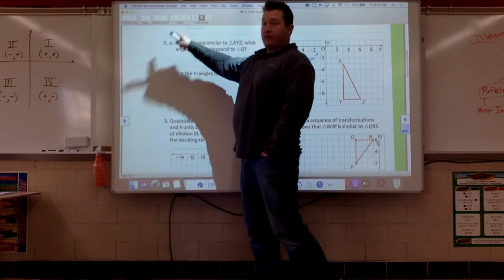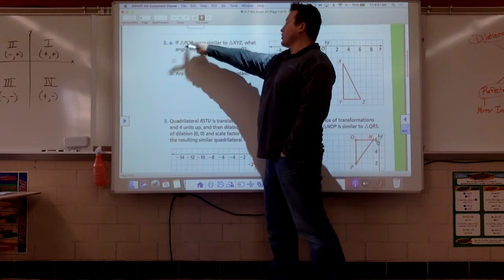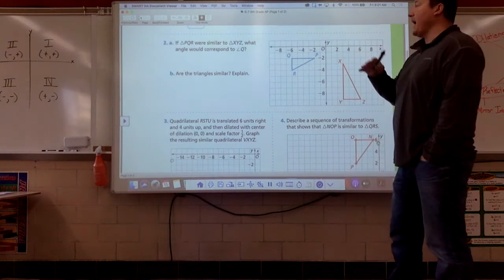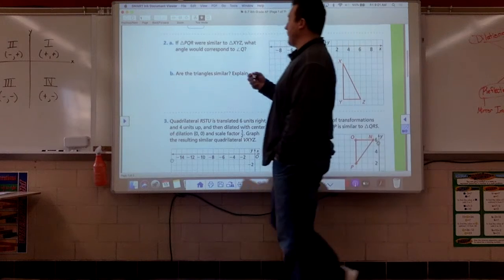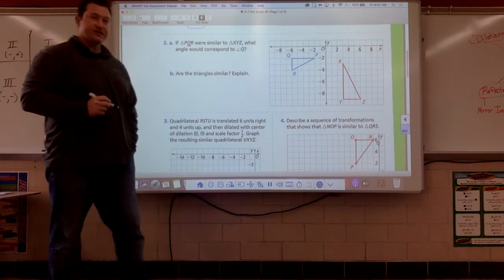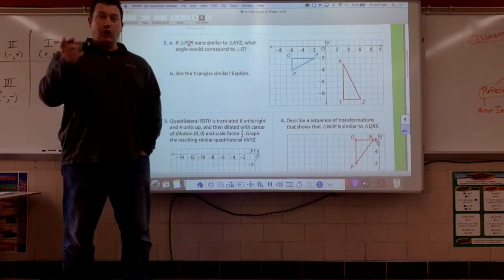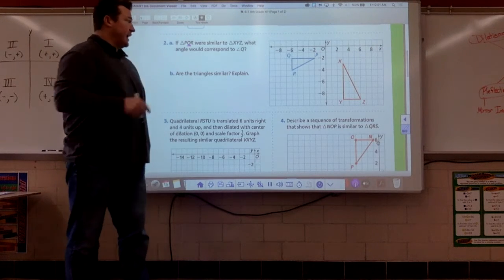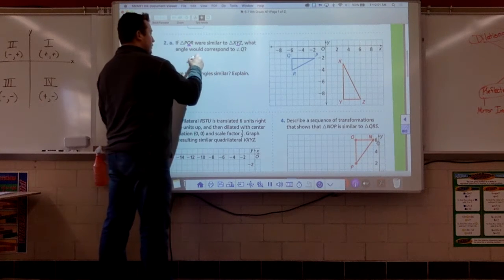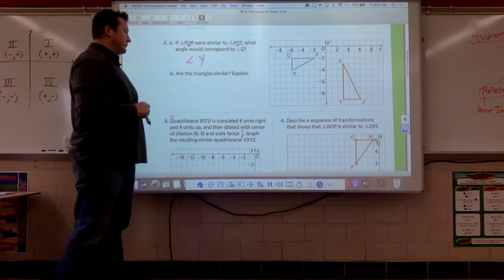If triangle PQR were similar to XYZ, what angle would correspond with Q? So Q, guys, is the middle vertex in PQR, so it will correspond to the middle vertex in XYZ, which of course is the letter Y. So it would correspond to angle Y.